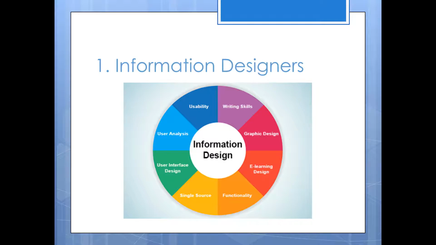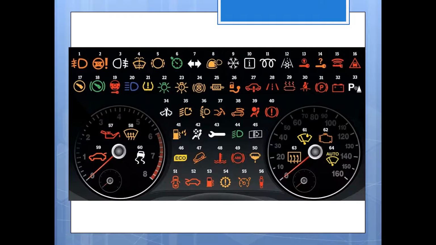So the first task is that technical writers are information designers. So the question, of course, is what's the difference between information design and simply writing something? Here's a good example of the difference. So you're looking at the dash of a car. How many of these 64 separate warning lights can you tell the meaning of? Some of them are obvious, but some are impossible to understand without turning to your car's owner's manual. This is an example of bad information design.